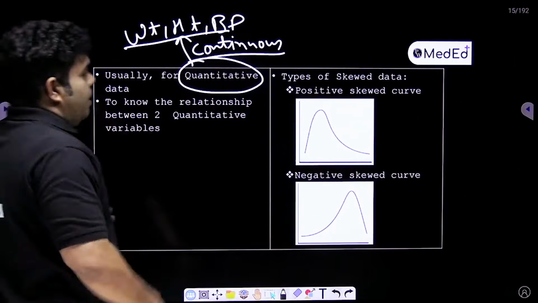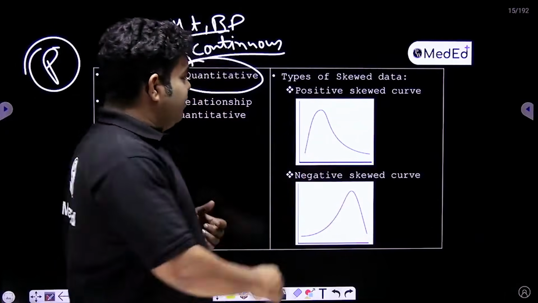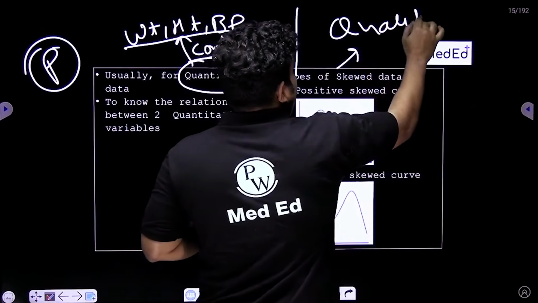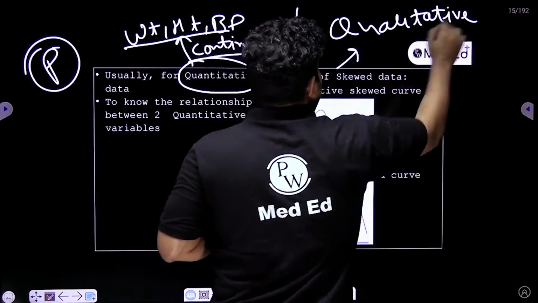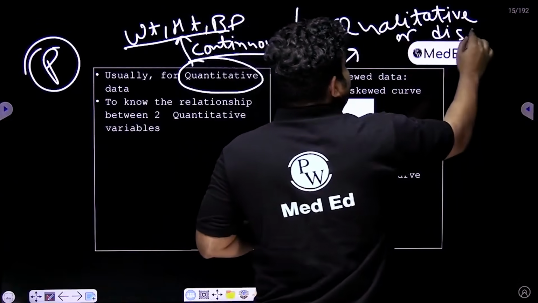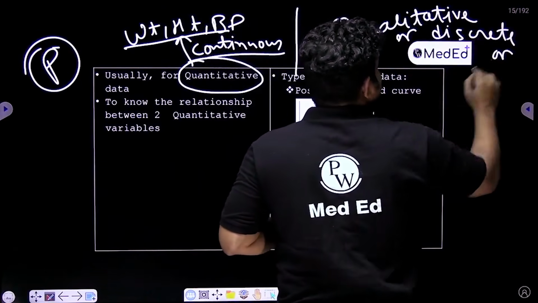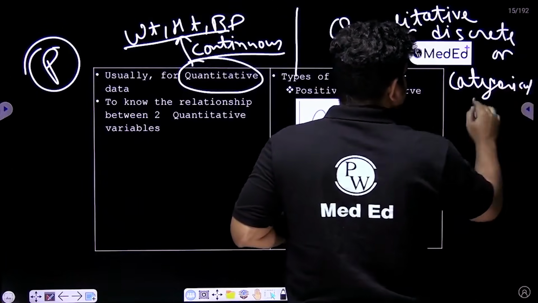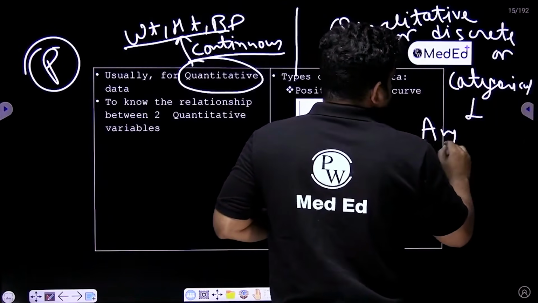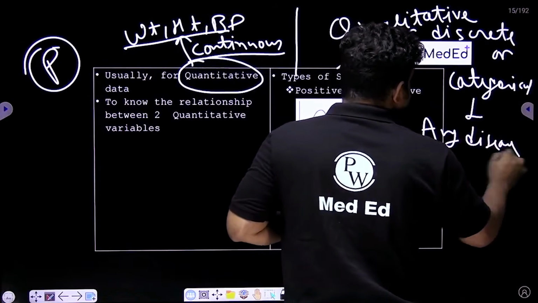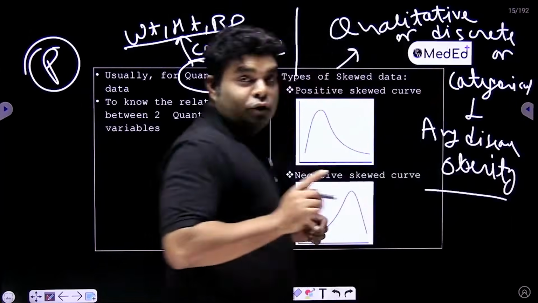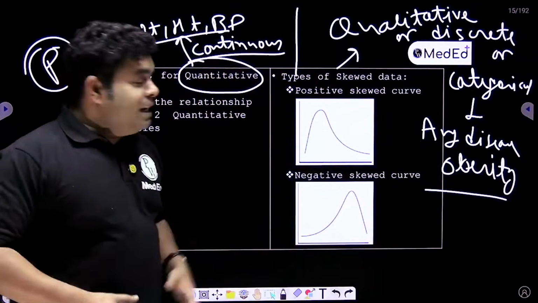Parametric test. But if it is qualitative data, it is data which is not continuous, which has gaps in between. So we call it discrete or categorical. For example, when I talk about any disease, like my obesity, you cannot say, sir, you are 2.8 obese or 2.9 obese. You cannot measure the obesity.